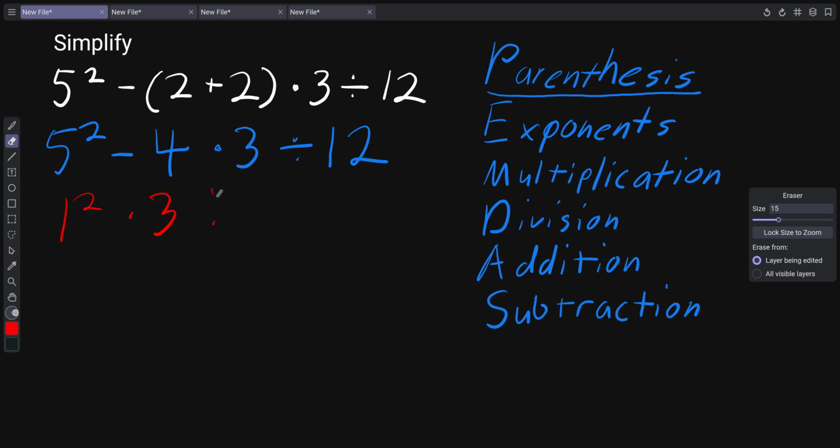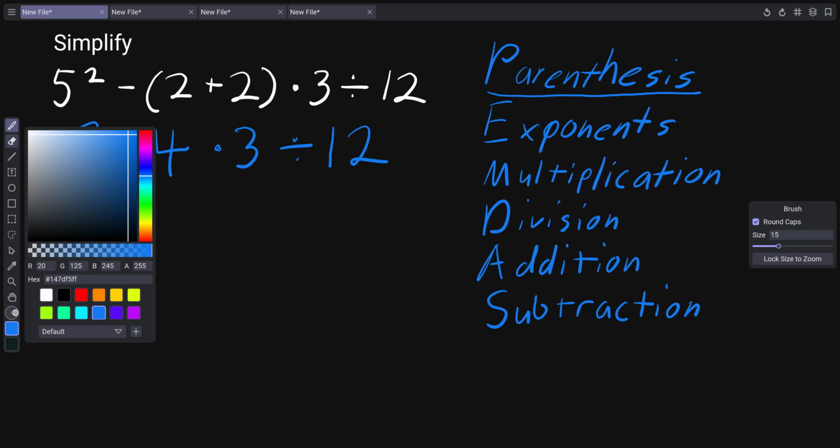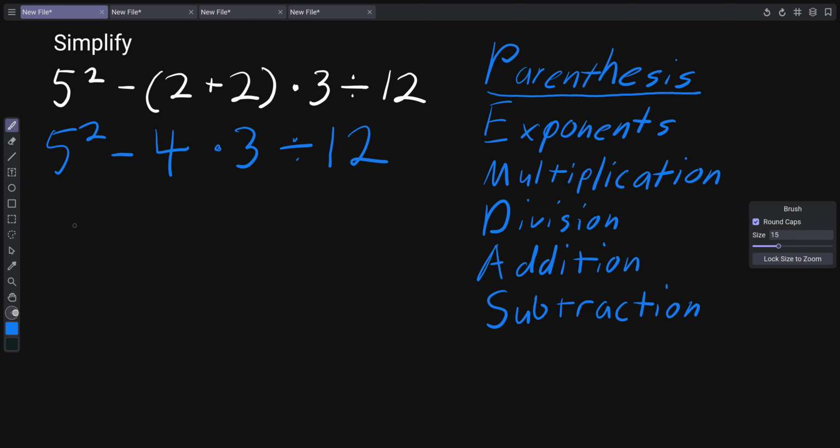So what you want to do instead is you want to take a look at 5 squared. So let's do that. So we would ask ourselves, what does 5 times 5 equal? Because any number raised to the second power is just that number multiplied by itself. So we would just write 25, because 5 times 5 equals 25. Then we subtract 4, multiply 3, and then divide by 12.